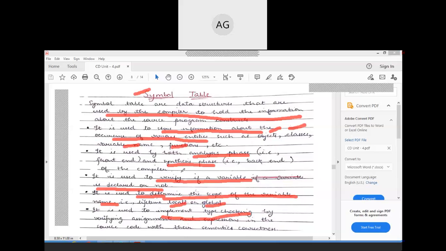So these are some very important properties of the symbol table, and that's why we are going to use it in all the six phases of the compiler design. Just remember these important properties of the symbol table, because many a time a question is asked to write a short note on the symbol table, so you can write this type of explanation related to the symbol table.